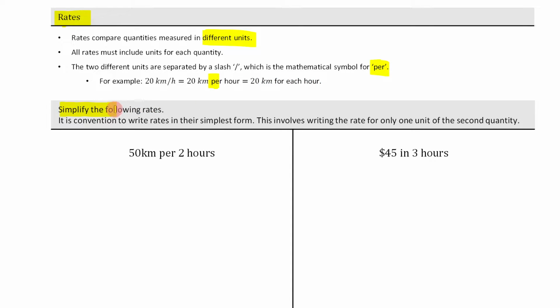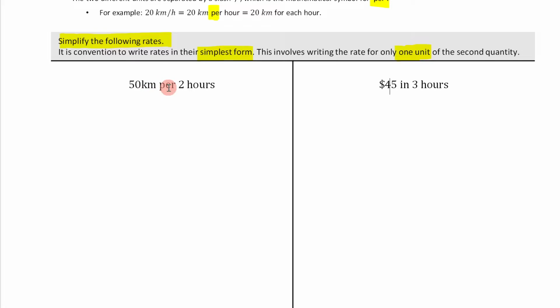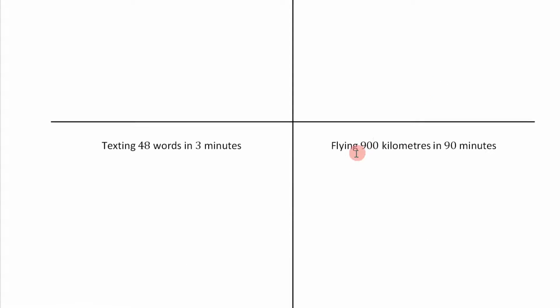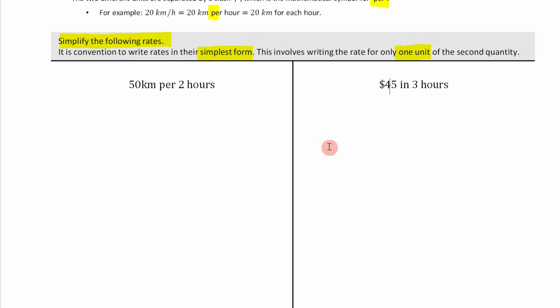So we're now going to simplify the following rates. It is the convention to write rates in their simplest form. This involves writing the rate for only one unit of the second quantity. So in other words, instead of writing 50 kilometers per 2 hours, we want the second number here to be 1. And that's really what we want. We want always the second number to be 1. So let's now give this a crack.